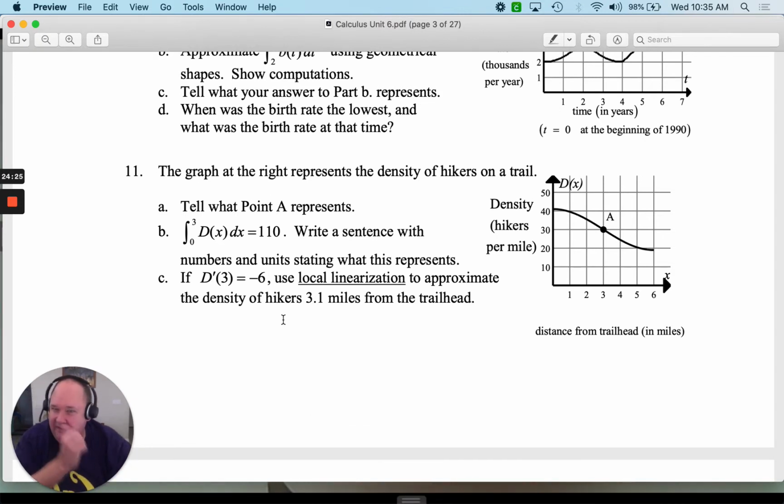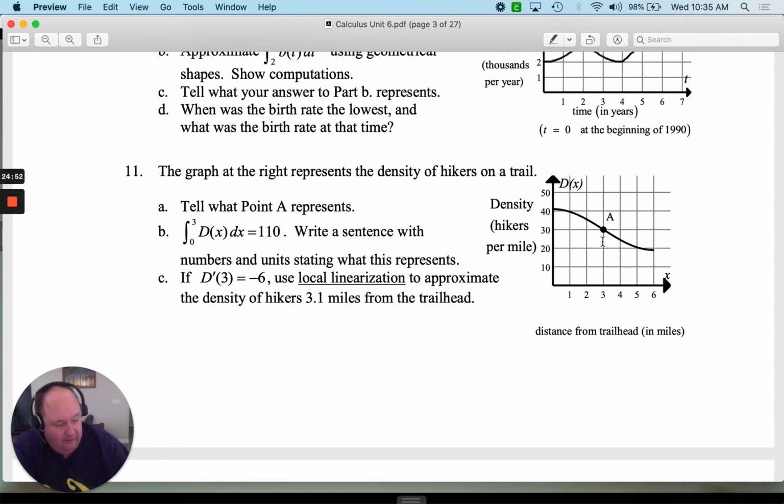Use the derivative at 3 equals negative 6. Use local linearization to approximate the density of hikers 3.1 miles from the trailhead. So local linearization means I need a tangent line. So for a tangent line, I need a point. So at 3, the point is 30. So I need 3 and 30, and the derivative is given. The derivative is negative 6.